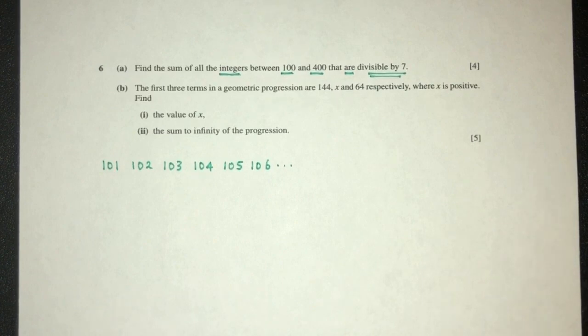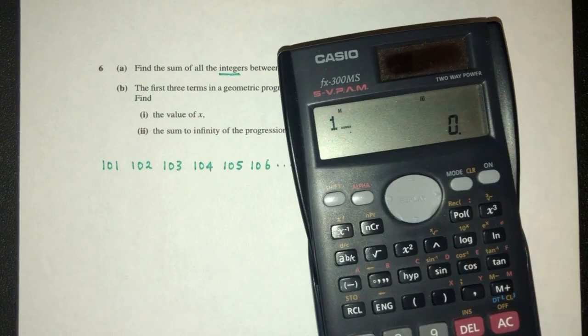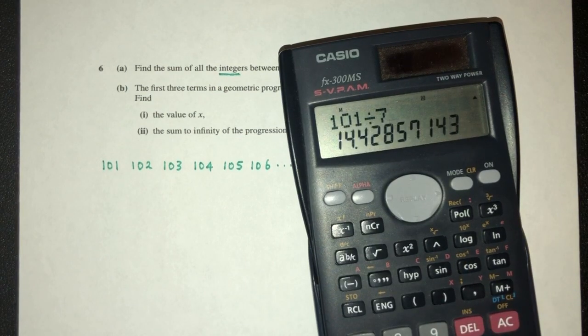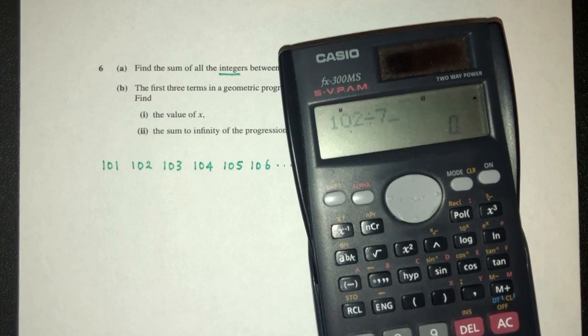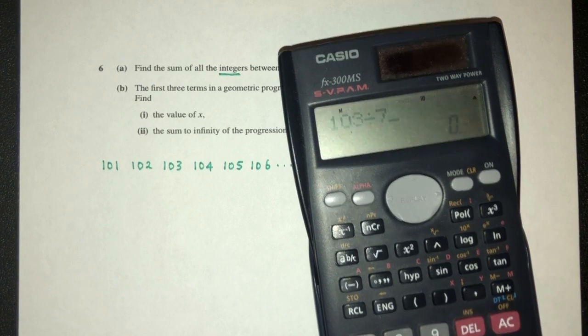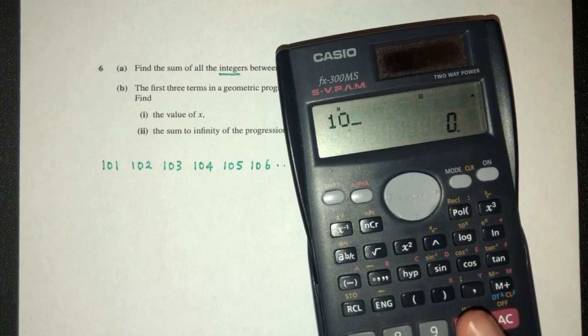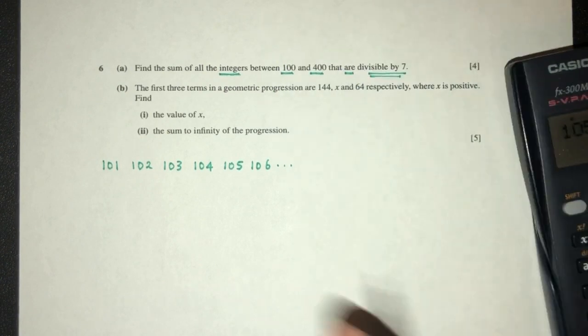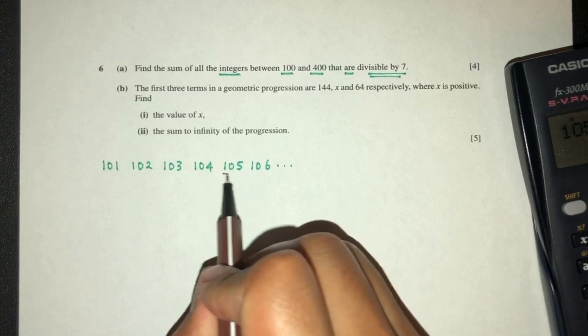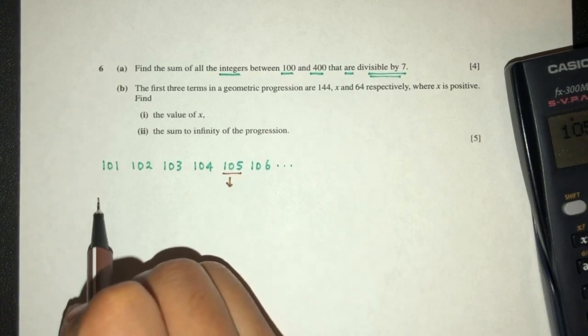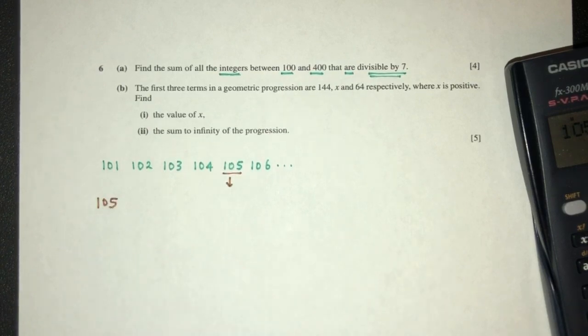Now we have to find what is the first integer in this list that is divisible by 7. Let's check. 101 divided by 7. Nope, not exact. 102 divided by 7. Nope. 103, nope. 104, nope. 105 divided by 7. Yes, so this is the first term right here. So we have to begin with 105. It is divisible by 7.